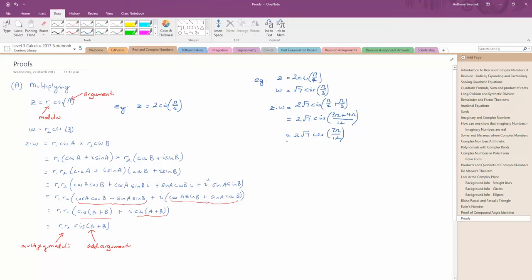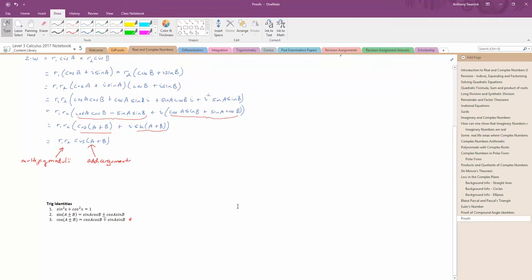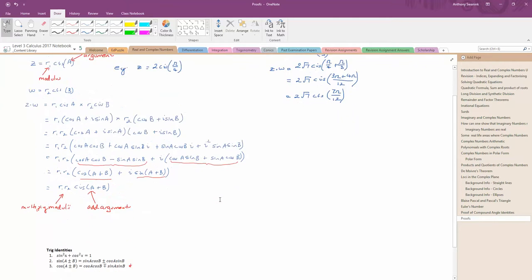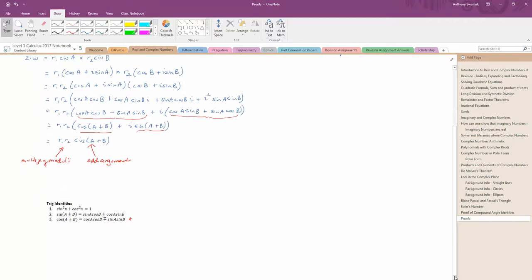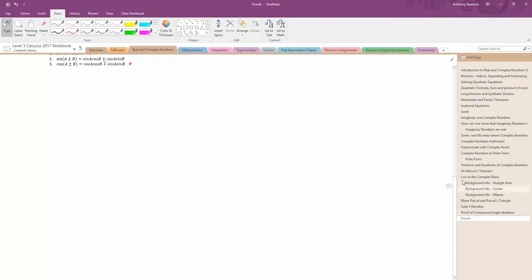Okay, so a quick way then of multiplying when you've got complex numbers in polar form: we multiply the moduli, add the arguments. Okay, so what about division? Okay, so what I'm going to do is simply move further down the page here. Try and keep those trig identities somewhere where we can see them. I'm just going to move them over to the right here.